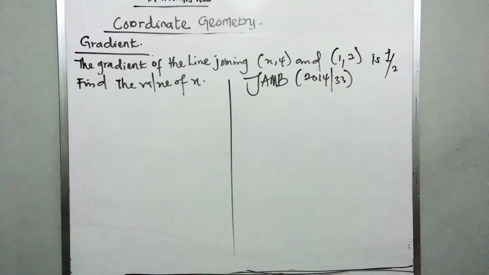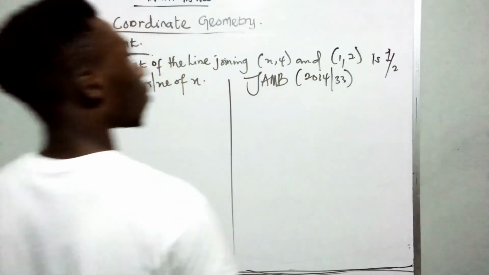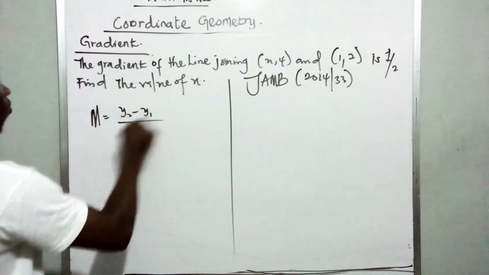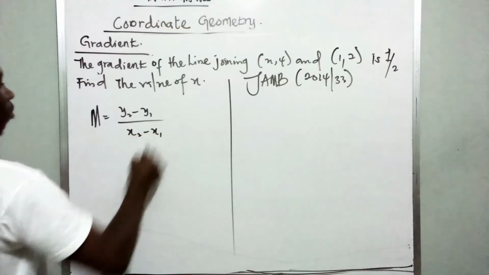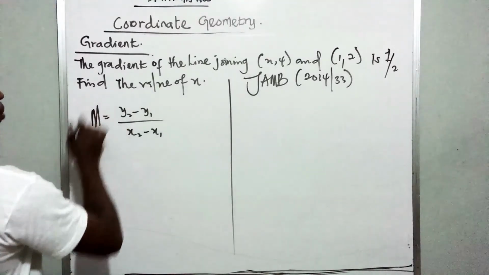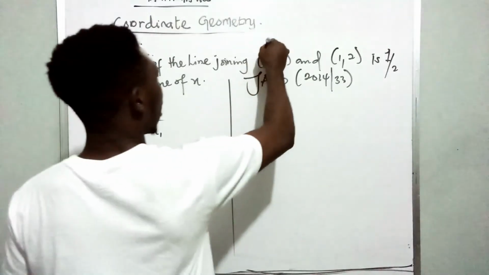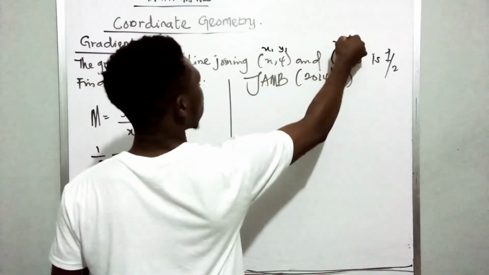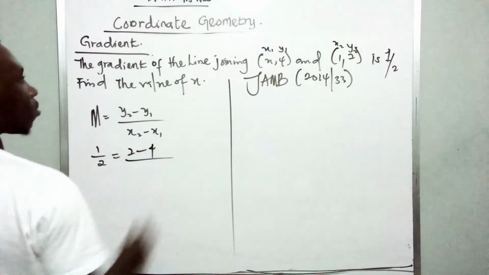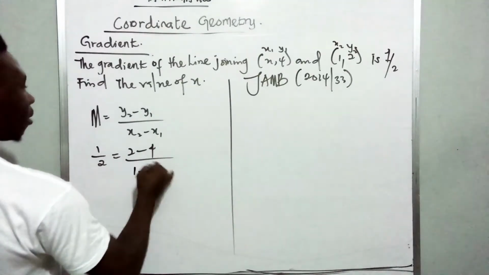So here we have another question. The gradient of the line joining this and this is 1 over 2. So m here is equal to y2 minus y1 over x2 minus x1. Don't forget that that's your change. So let's say the slope is 1 over 2. So 1 over 2 here is equal to, don't forget, x1, y1, x2, y2, so that is 2 minus 4 over 1 minus x.